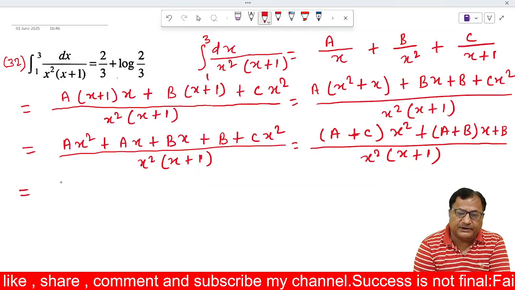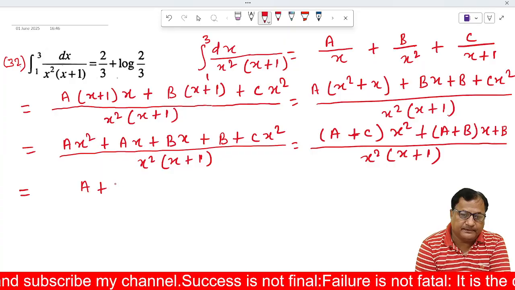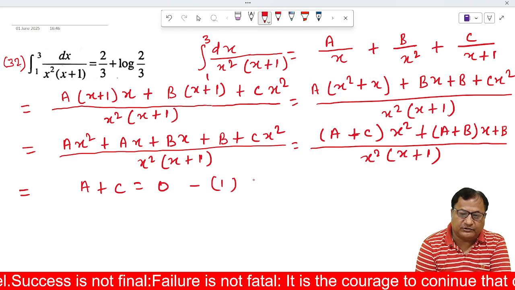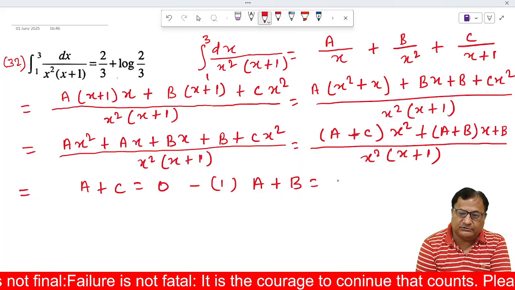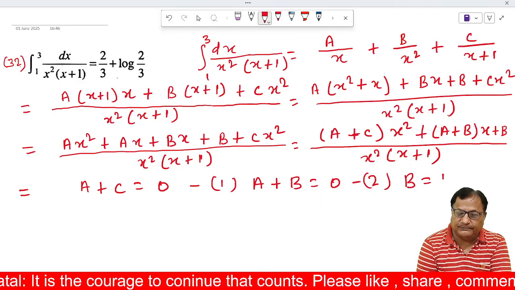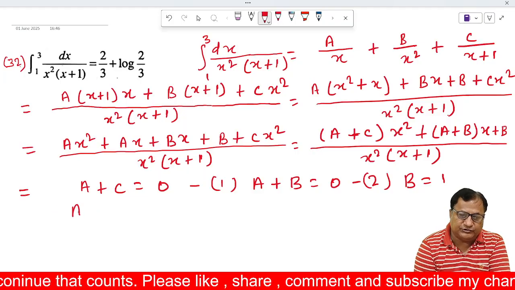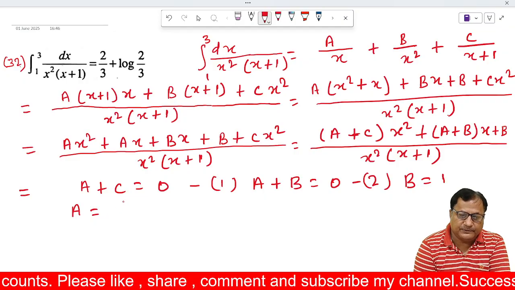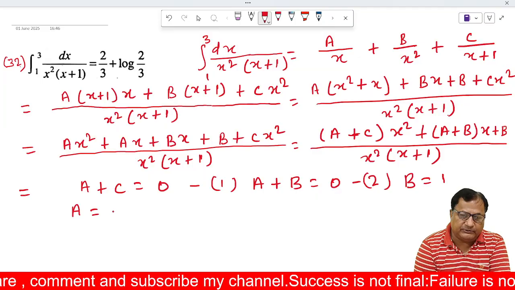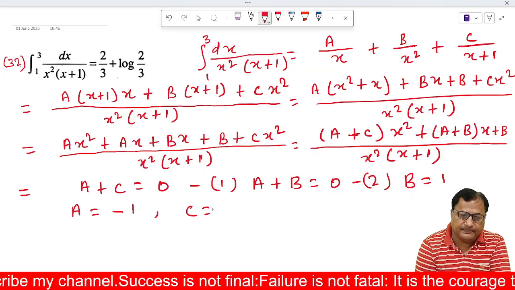Now we will compare coefficients. There is no x square in the numerator, so A plus C will be 0. This is first. There is no x also, so A plus B is equal to 0. This is second. And the constant B is equal to 1. So if you put the value of B in the second, then we will get A equal to minus 1. And if you put the value of A in the first, then C will be 1.